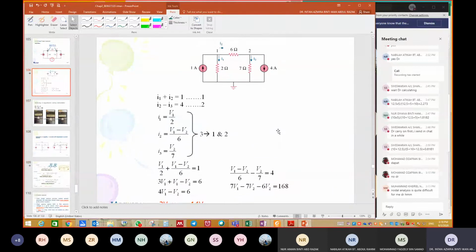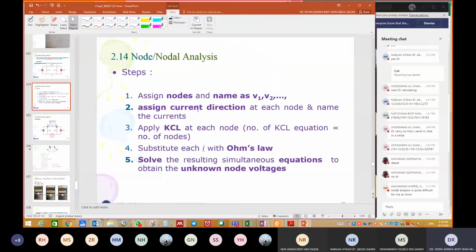You should name them V1 and V2. So the first step is to find the nodes. We have only two nodes here. Any question? Why do we only have two nodes? We have only two nodes, V1 and V2. The next step is, what is the next step? Assign the current direction at each node and name the current.